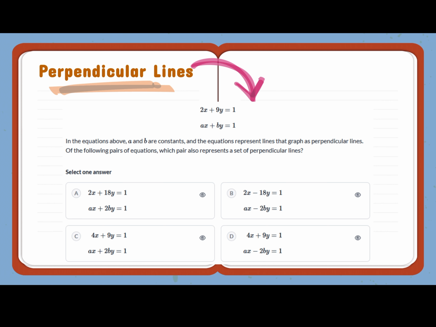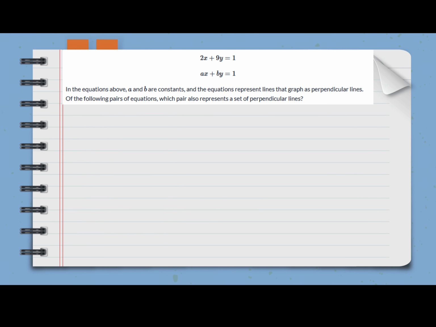Now, this question in particular can get a little bit tricky simply because we're working with an ax plus by equals 1. And if you're not really too sure what to do with these constants, it can get pretty tricky to solve. But essentially, you just look for the slope for the first one. So we have 2x plus 9y. You just solve to isolate the y, and you'll end up with negative 2 over 9x, which is our slope.